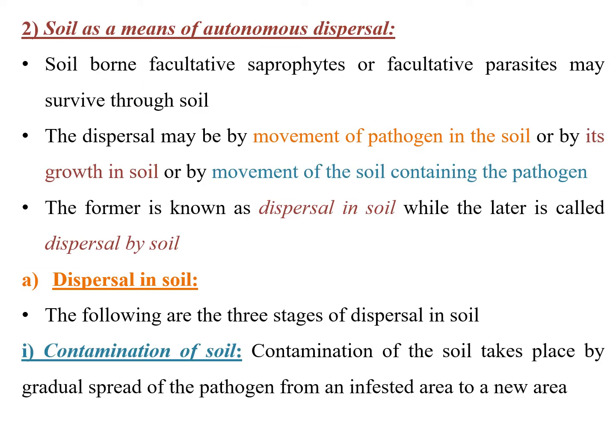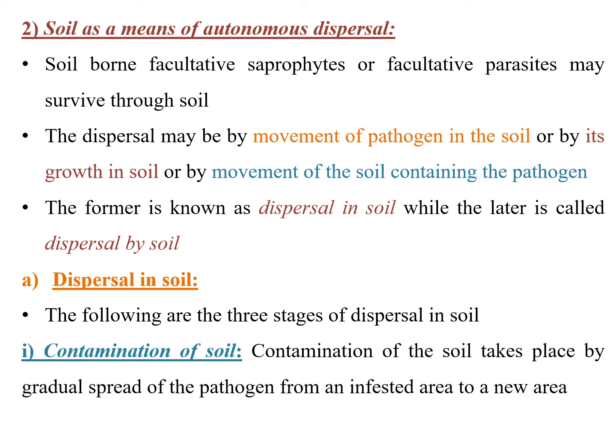Coming to the second agent, that is soil as a source of autonomous dispersal. Now we saw the seed as a source of autonomous dispersal, and the second one is the soil as a source of autonomous dispersal. And soil-borne facultative saprophytes, that is, they can survive in the soil, or facultative parasites. Facultative saprophytes means they are originally pathogens, but they are capable of living as saprophytes. Facultative parasites means they are originally saprophytes, but they are capable of living as pathogens when the host plant is available. So both types can survive in the soil.